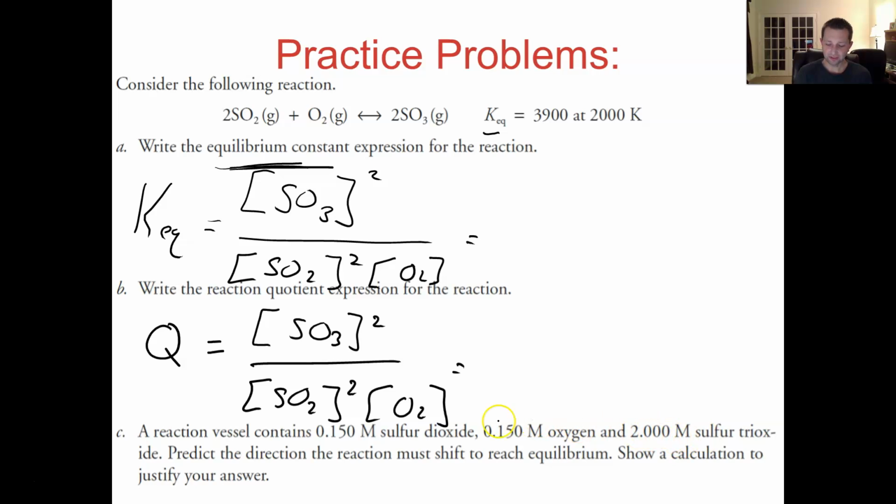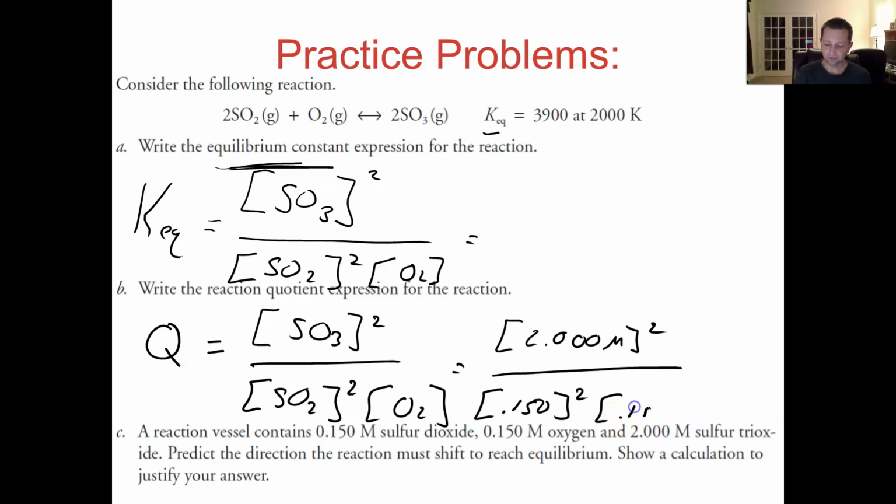We have 2 molar sulfur trioxide, so we'll have 2.000 molar squared over SO2, which was 0.150 squared, and O2 is also 0.150. Plug it in your calculator and you will get a Q value of 1,185.